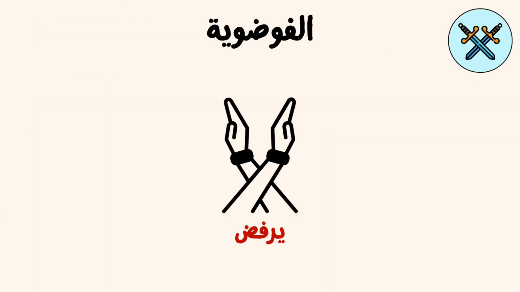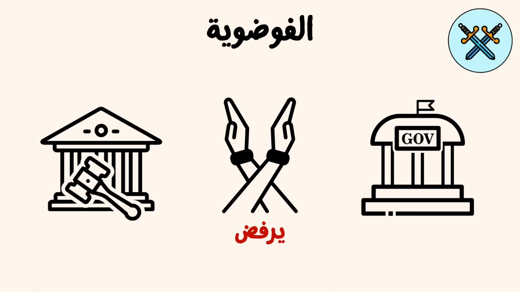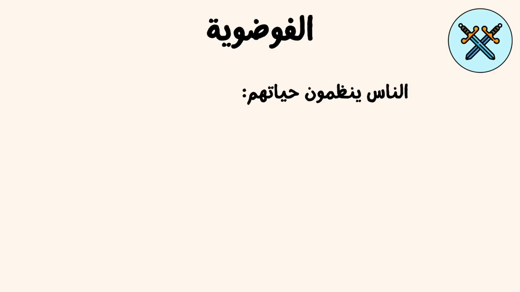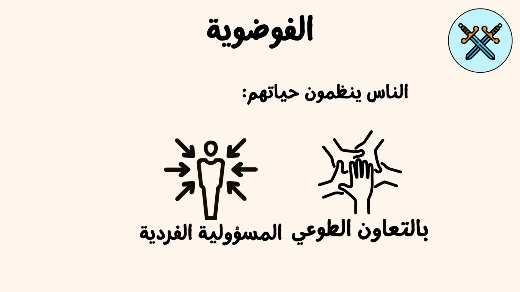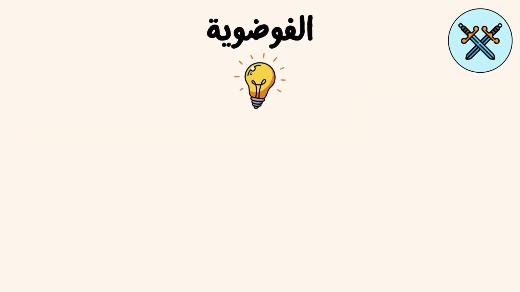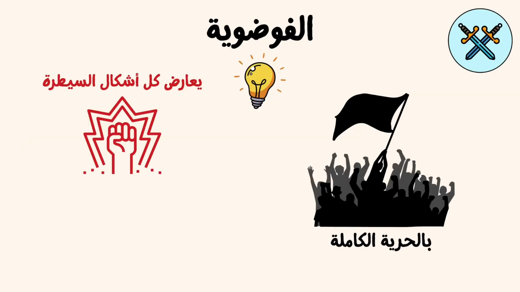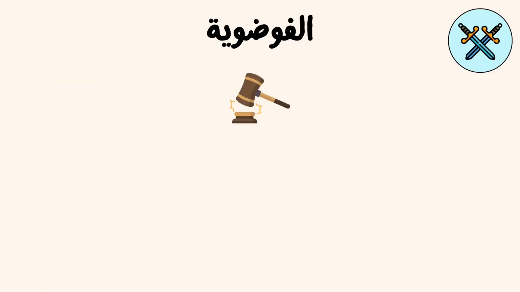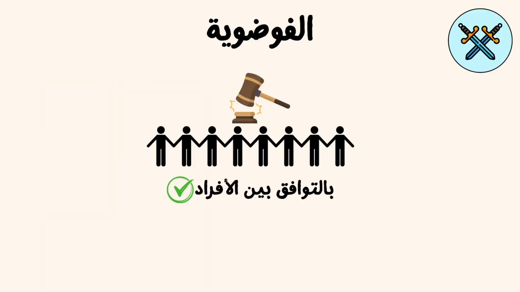Anarchism is a system that rejects the existence of any government or central authority and relies on people organizing their lives through voluntary cooperation and individual responsibility, without police or official laws. This belief supports full freedom and opposes all forms of control, whether from the state, religion, or corporations.